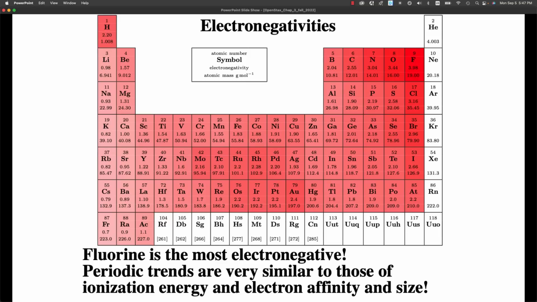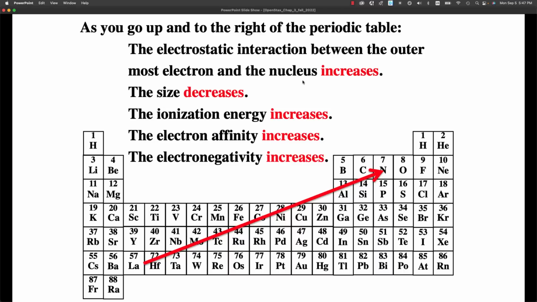And so we can again color the periodic table based on electronegativity. Now notice that on all of your periodic tables, the ones on the front page of the worksheet, electronegativity is right below the symbol. And so fluorine is the most electronegative, with an electronegativity of around 4. And as you go up and to the right, again, electronegativity increases. So as you go up and to the right, electrostatic attraction between the outer electron and nucleus increases, size decreases, ionization energy increases, electron affinity increases, electronegativity increases. And so all these are related to the strength of electrostatic interaction between the outer electron and the nucleus.